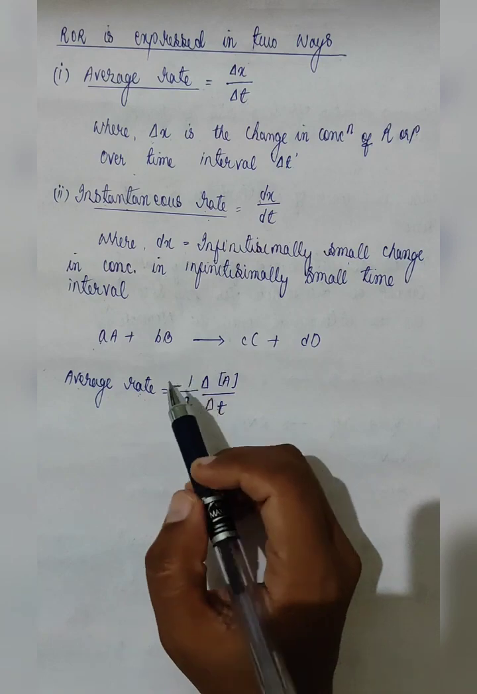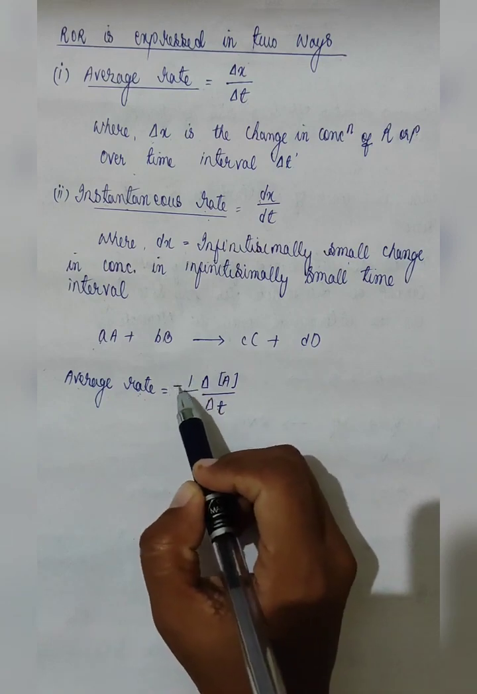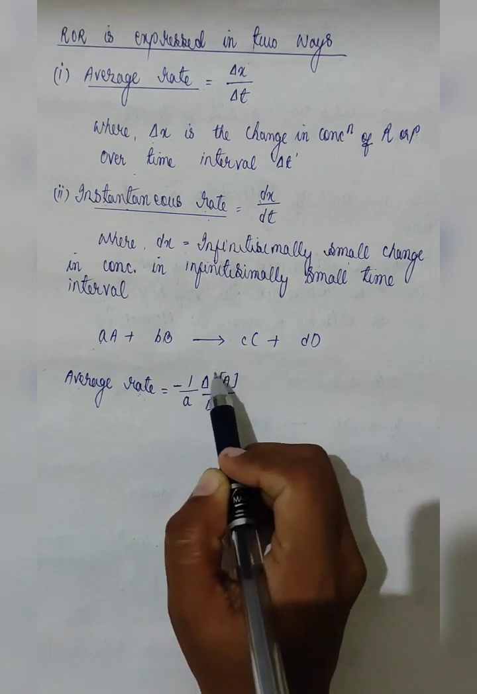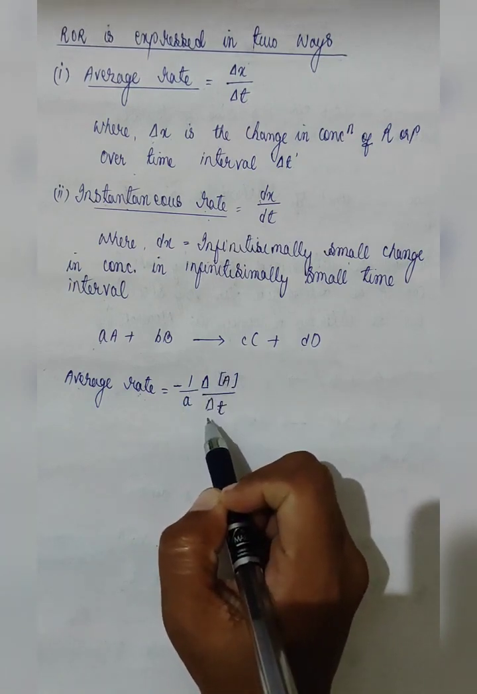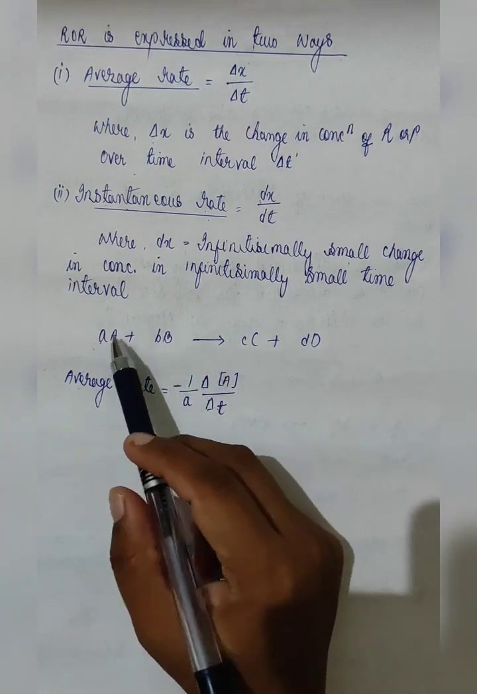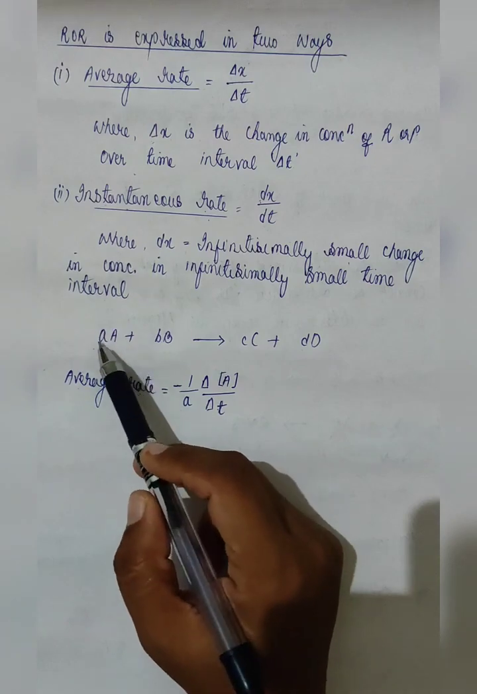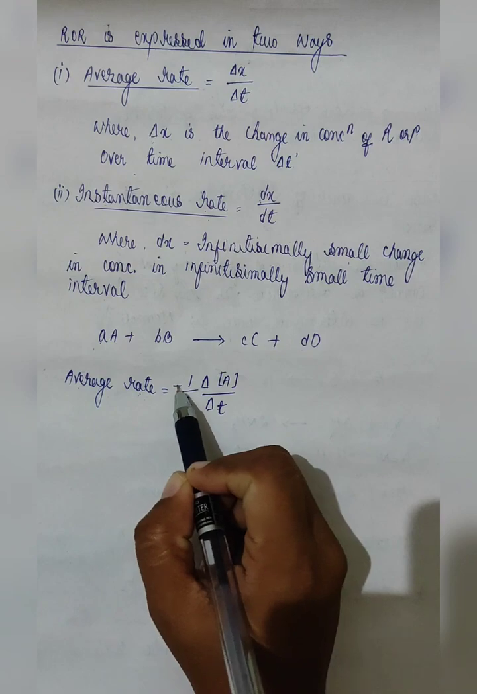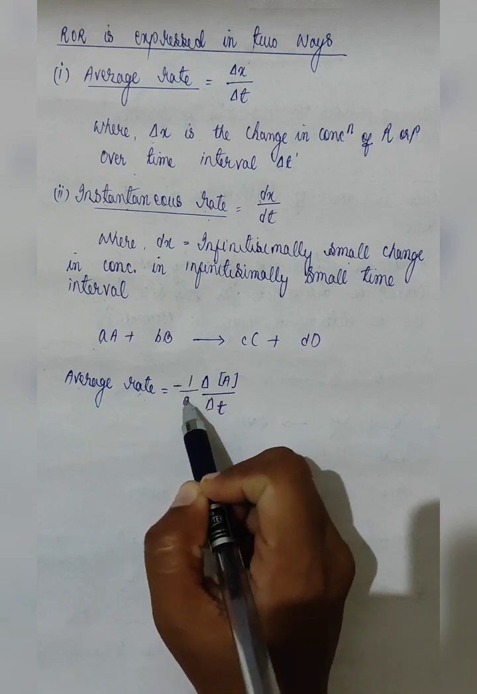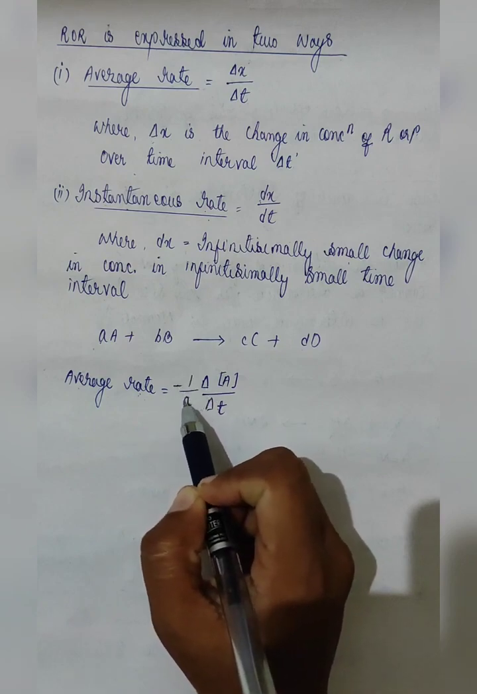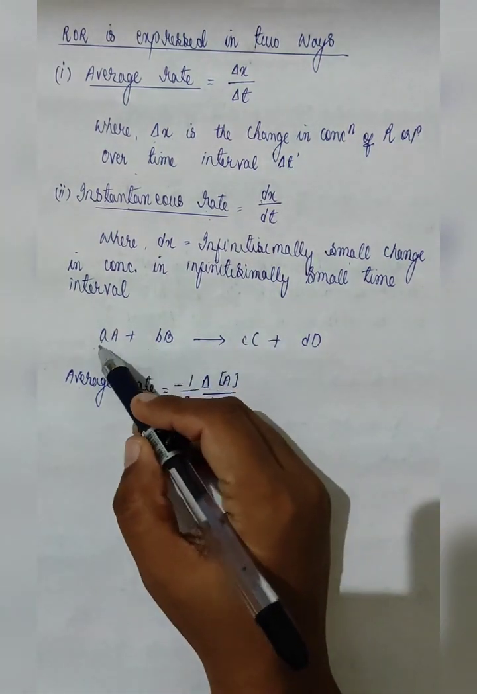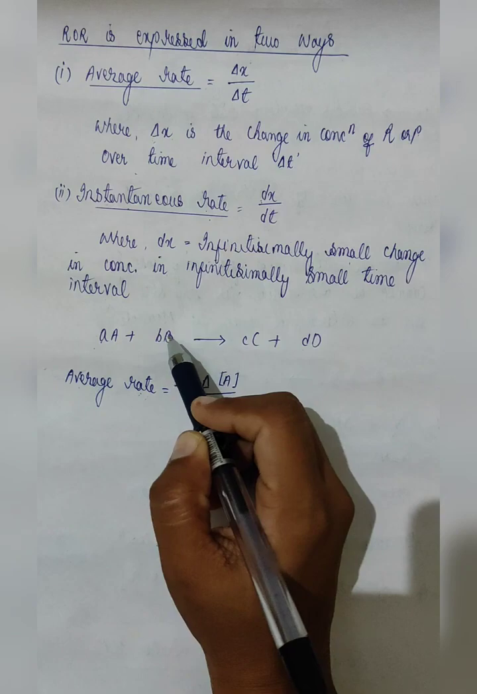It will first be divided by its stoichiometric coefficient, followed by the change in the concentration of the reactant with respect to time. So what is the stoichiometric coefficient of A? It is a, the small letter a. So it will have minus 1 divided by a, because we have to divide it by the stoichiometric coefficient. Now we have written for this. We will write for B as well.